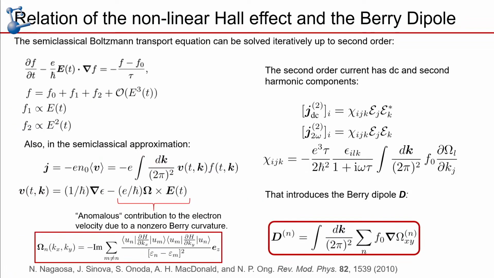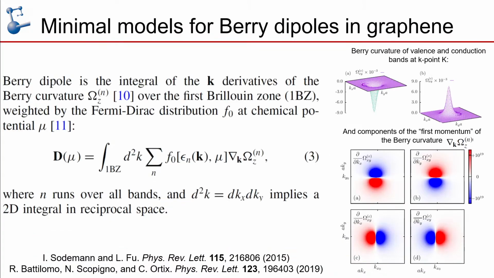Okay, so I should probably skip some of this. The point is that there is a methodology to calculate the second-order currents in terms of these tensors. And the tensors are proportional to the Berry dipole, which is basically an integral over all the states up to the chemical potential, okay? And this is what we are going to calculate on the moiré. This is what Angiolo calculated on the moiré.